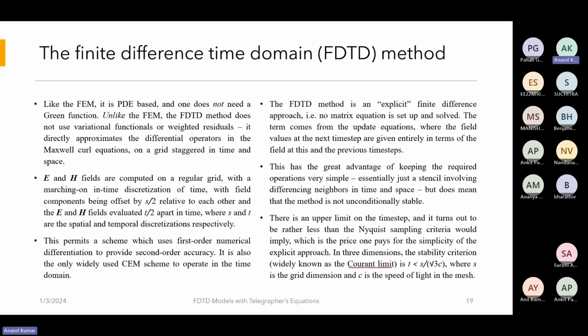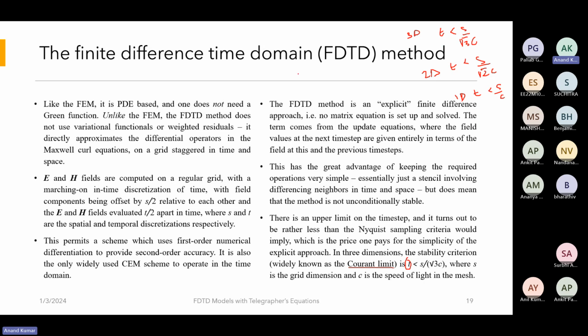So we'll discuss this properly when we discuss the Courant limit. I just said that the Courant limit dictates what the limit will be on the time step, and for 3D cases, this is t less than s by root 3c. For 2D cases, this is t less than s by root 2c, and for 1D cases, this is t less than s by c.